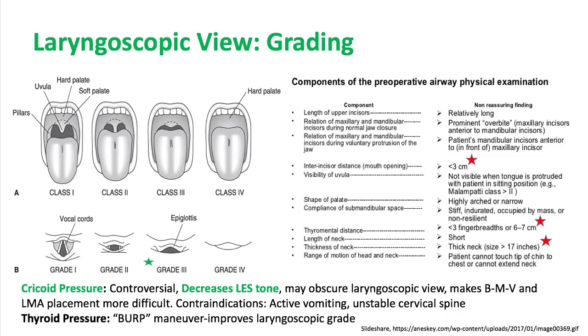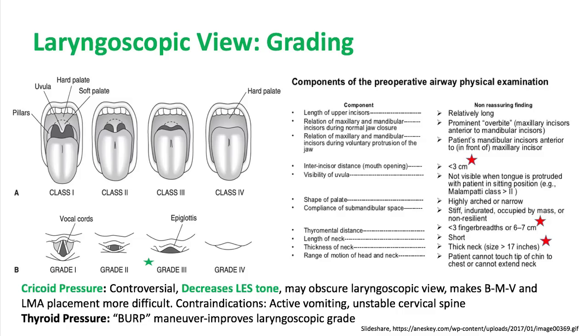Cricoid pressure is somewhat controversial. We hold cricoid pressure in an attempt to reduce the passive regurgitation and potential aspiration of gastric contents. It decreases lower esophageal sphincter tone. It can make laryngoscopic view harder and makes bag mask ventilation and the proper positioning of a laryngeal mask airway more difficult. Cricoid pressure should be let go if there's active vomiting because the esophagus can be damaged. And in the case of unstable cervical spine, pressing on the cricoid can also move the cervical spine.